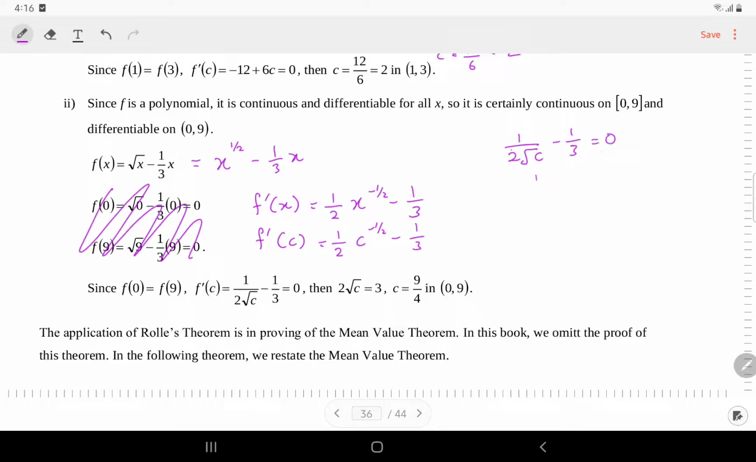Equal 0. So it will become like this. Like this, and then kita darab silang, akan jadi 2 square root c equals 3. Okay, and then square root c equals 3 over 2. So c equals 3 over 2 square. So c is 9 over 4. Okay, so maksudnya dekat point 9 over 4, the slope of the tangent of the graph will be 0.